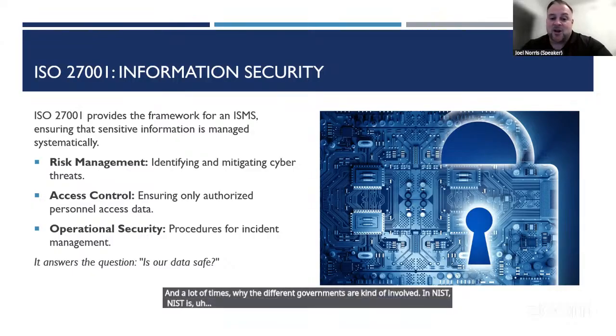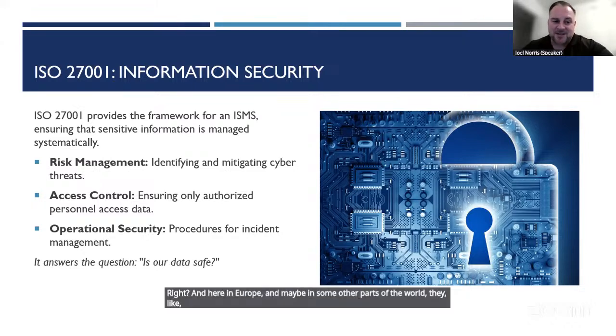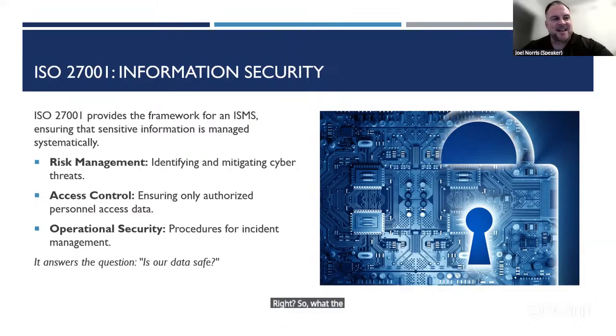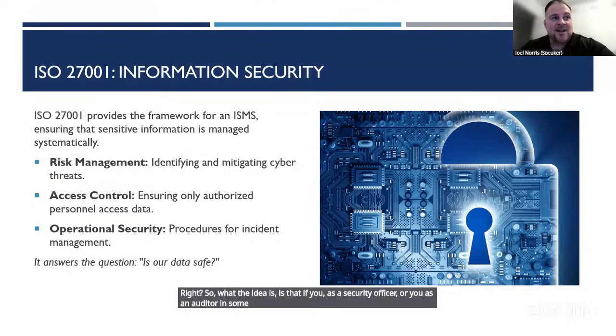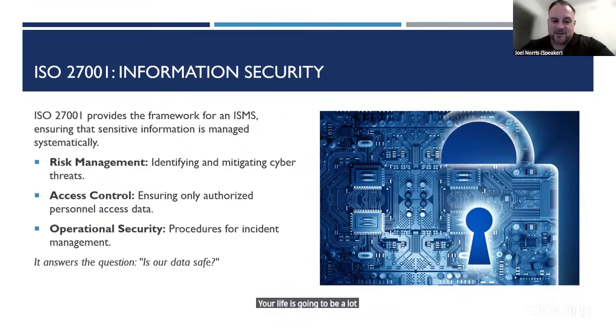NIST is free documentation. So if I were you guys, I'd understand ISO, understand NIST, get into COBIT, get into all the different frameworks, and learn the crosswalking. Because one thing I will advise you on is that eventually you'll end up in probably a global company, maybe, right? And in global companies, you'll find business segments within your organization will fall under different guidance. If you have US-based businesses, they'll probably be looking at NIST CSF or NIST 800-53. And here in Europe and maybe other parts of the world, they say we want to be ISO certified. So if you as a security officer or an auditor can understand what the crosswalks are, what is the same control from ISO to NIST and so on, your life is going to be a lot easier because you'll be able to understand what to do.